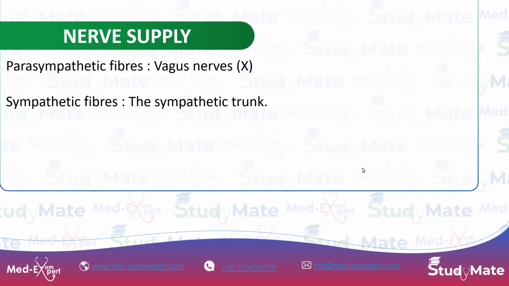So esophagus is supplied by parasympathetic fibers from the vagus nerve and sympathetic fibers from the sympathetic trunk.